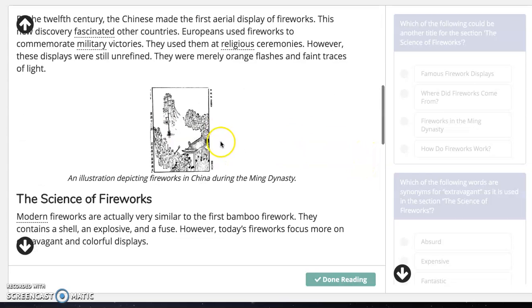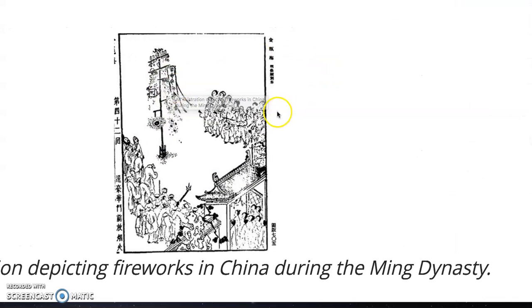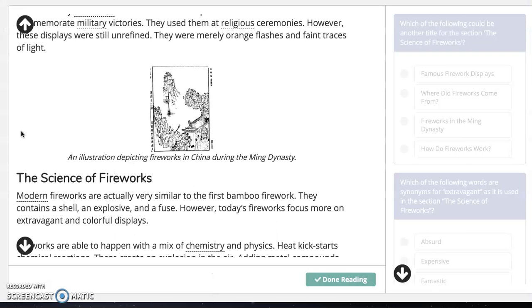Now here I have an illustration, and this is depicting or showing me fireworks in China during the Ming Dynasty, so a very long time ago. So I'll zoom in a little bit so you can see this. So here are all the people, and this is just the tiny little display. So nothing really super big and not really in the sky.